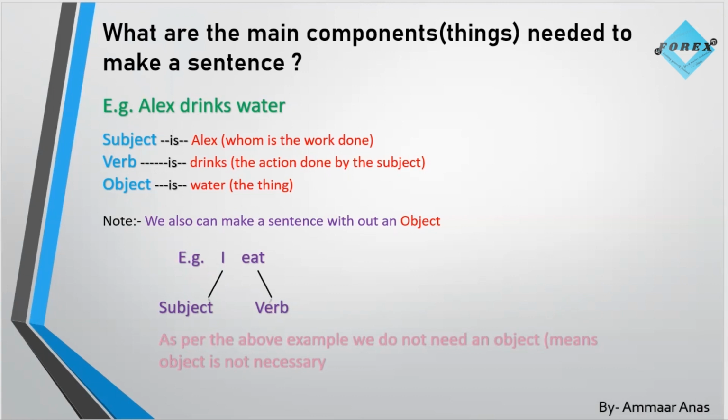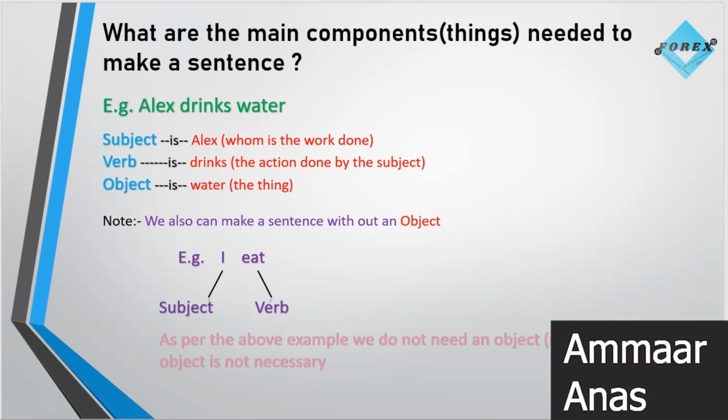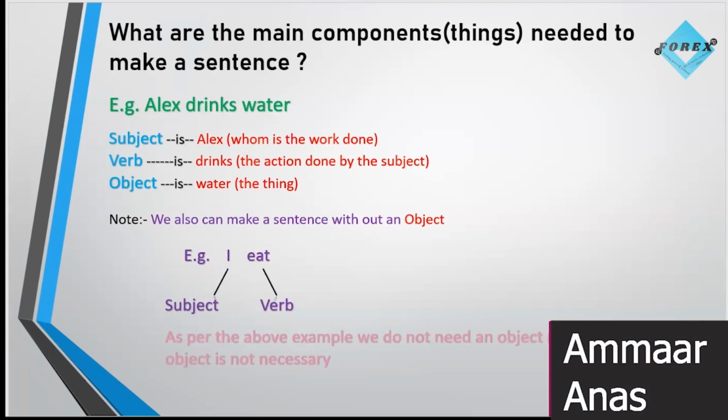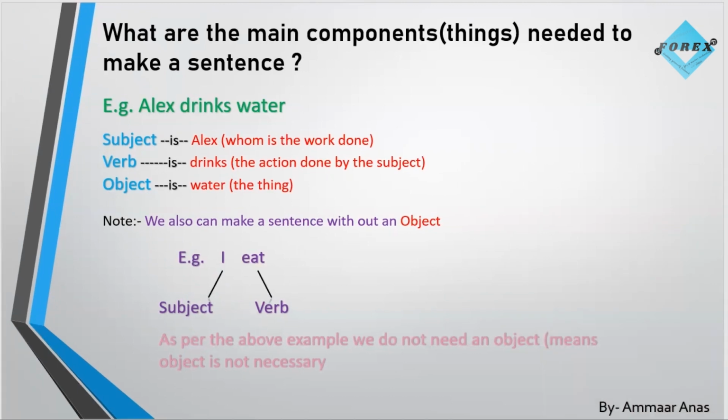Verb. So a verb is the action done by the subject. Like Alex, okay, Alex or John. What is Alex doing? Is he drinking water, or is he sitting, or sleeping? Everything is a verb. The action done by Alex is the verb.